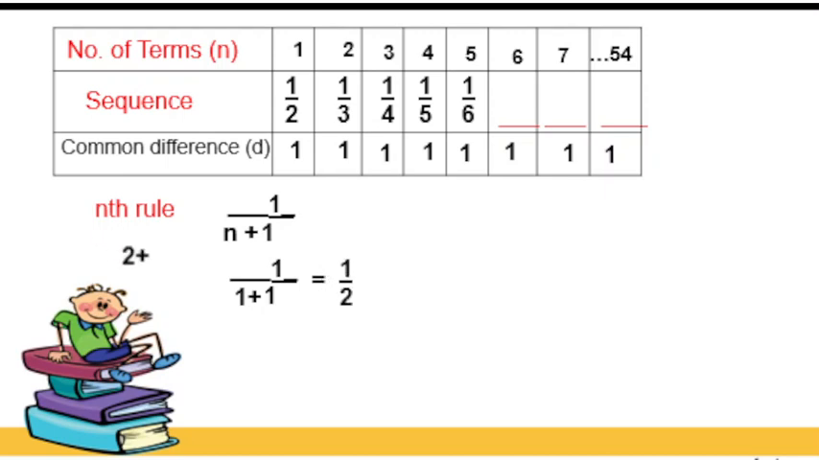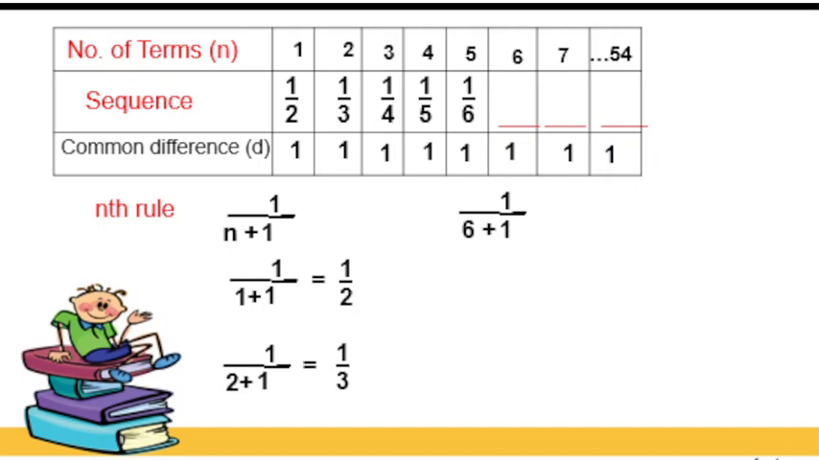Next, we have the 2, then 1/2, 1 over 1 plus 2, so that is 1/3. So we are now on the 6th term. 6 plus 1 over 1. Take note that n is in the denominator, not on the numerator.